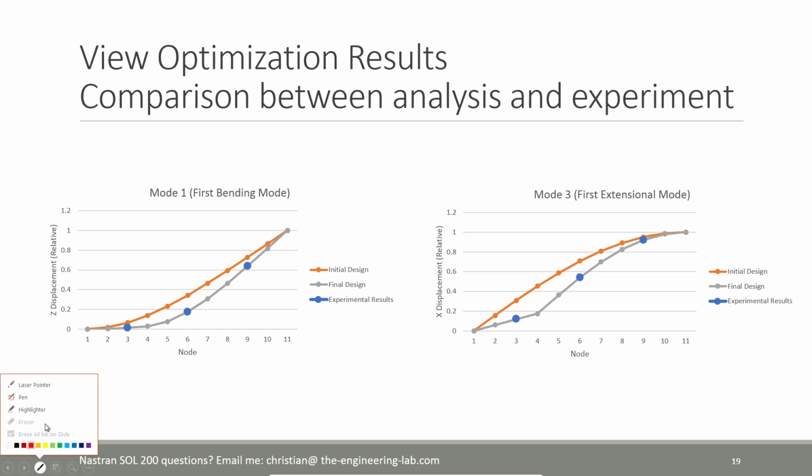Here is our final solution. In orange was the initial FE solution, so here I'll write init FE. Here in gray is our optimized FE solution. If you remember at the very beginning, the radius was 2. The new radius is now 3.93, I believe.